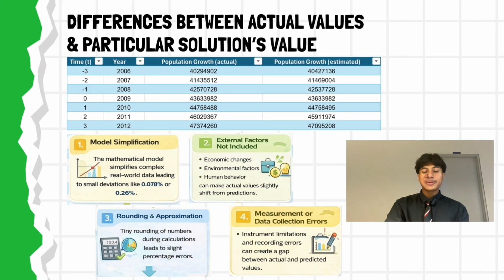So the table here represents the differences between actual values and particular solutions value. So as we can see, there's quite a discrepancy between them. So one of the reasons why is because of the model simplification. The mathematical model simplifies complex real data, leading to small deviations like 0.078% or 0.26%.